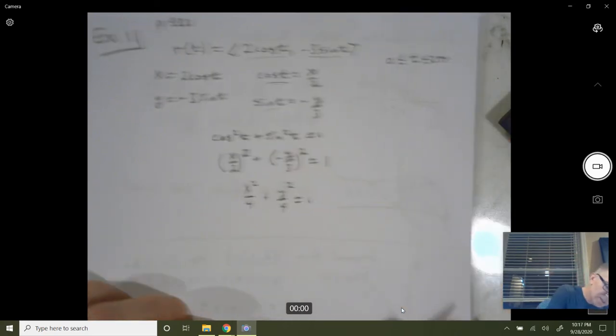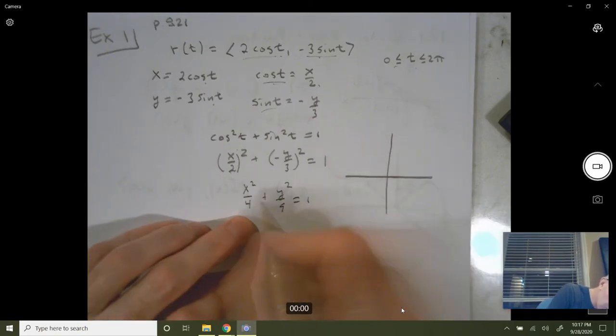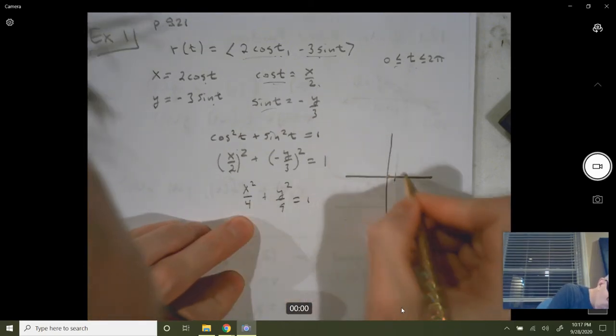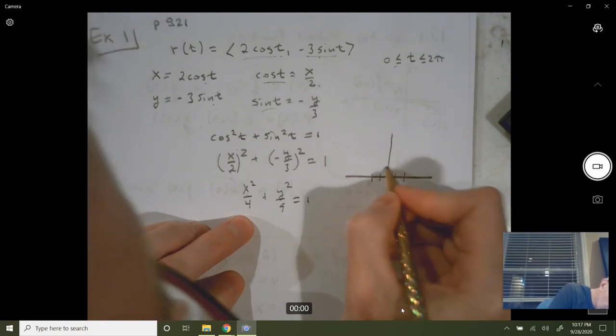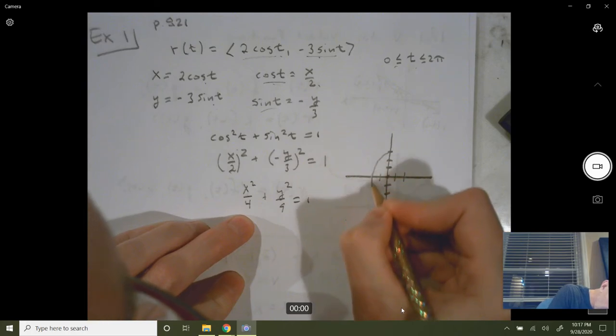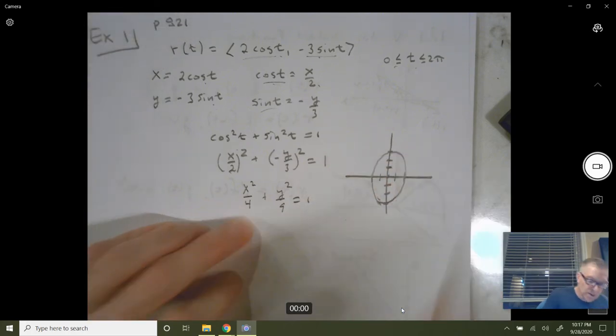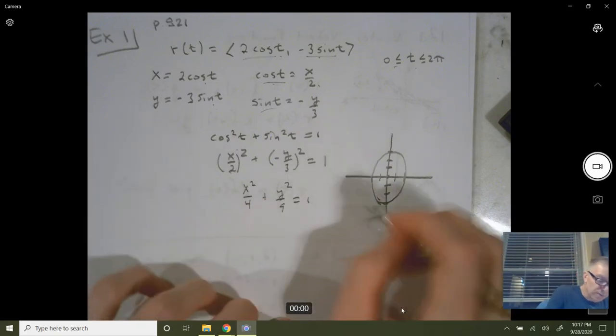If we sketch this, we know that this is an ellipse. In the x direction, we know the center is 0. We're going to go in the x direction 2. In the y direction, we go 3. And there is our equation. And I will want you to show the direction of the curve.